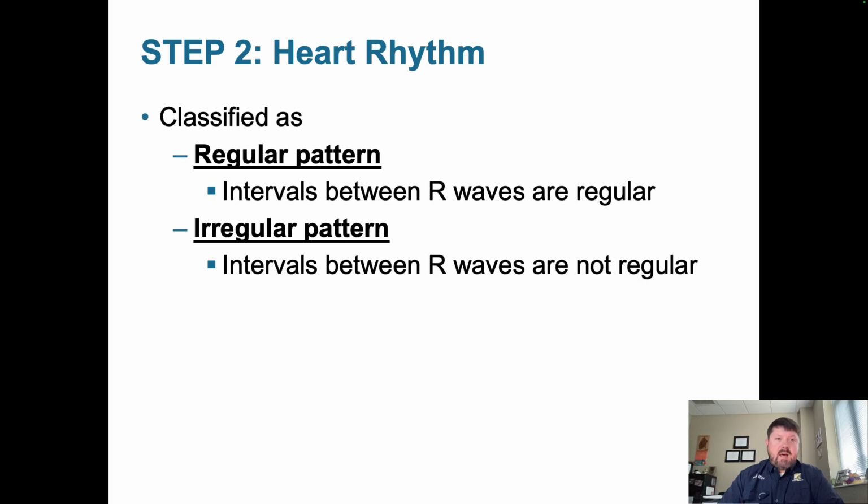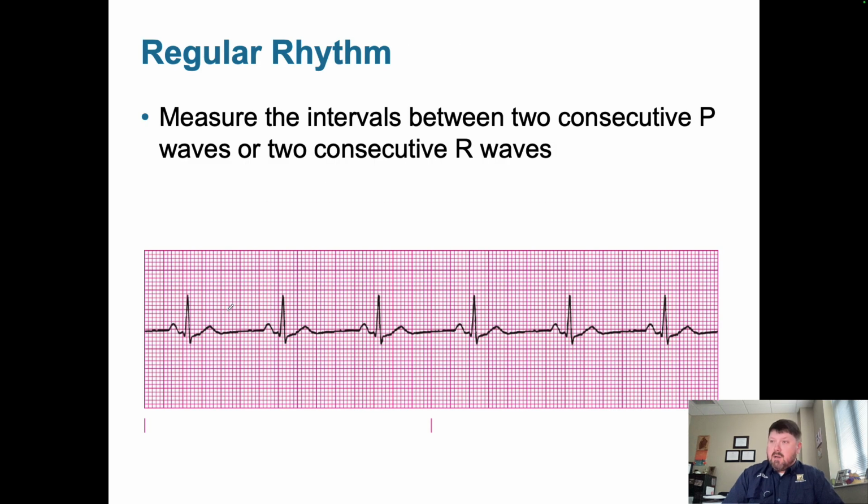It can be classified as a regular pattern or irregular pattern. And what we're going to do is actually measure the R to R interval. Now, this can be done using calipers, or it can be done using a piece of paper. But what you're wanting to see is, is there a regularity between the R to R?